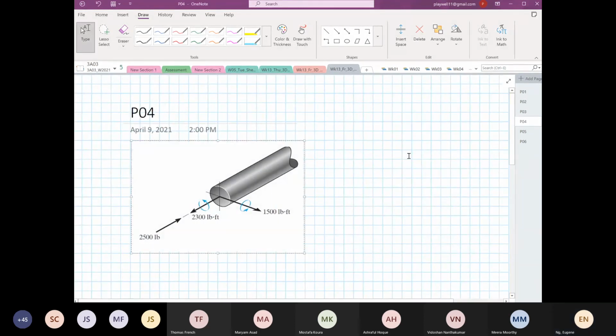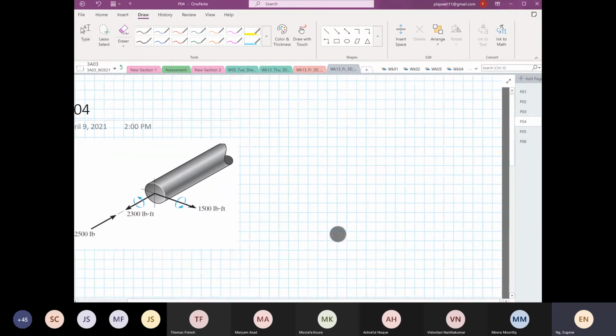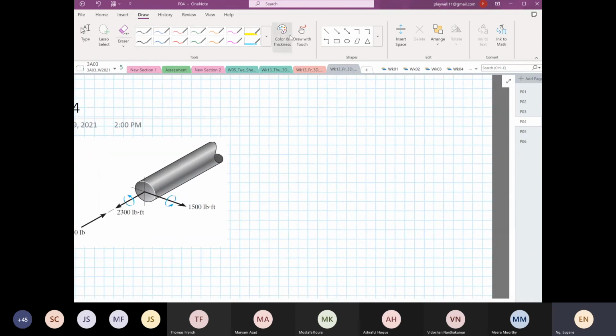So now, we have to identify where the maximum stress is, right? So I'm going to draw a circle. Is this a circle or does it not look like a circle? It does not look like a circle because it's not a circle, right?